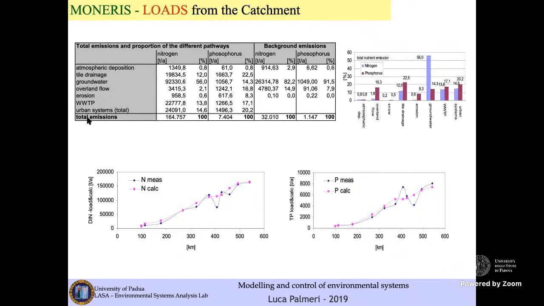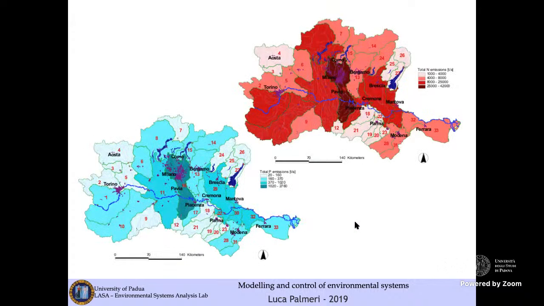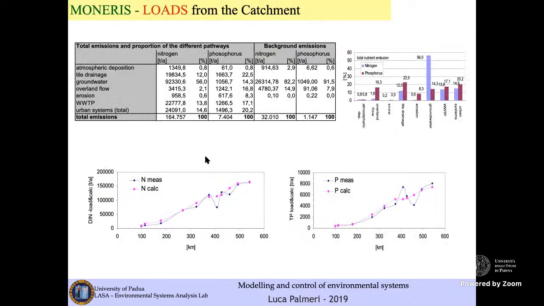Again, this is nitrogen, the comparison between dissolved inorganic nitrogen measured and calculated, and the comparison between total phosphorus measured and calculated. And you see that going along the main Po River flow, from the spring at zero to the outlet at Ponte Lago Scuro, around 600 kilometers, we have quite a consistent behavior of the model. This is the violet. But more interestingly, this table provides the figures.